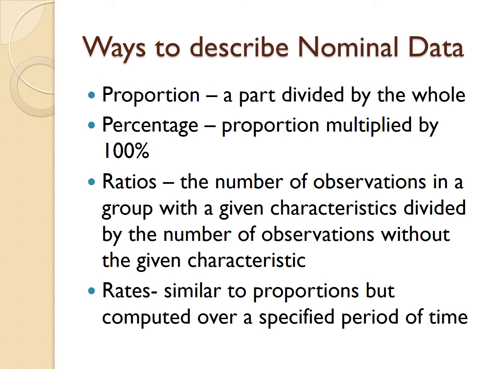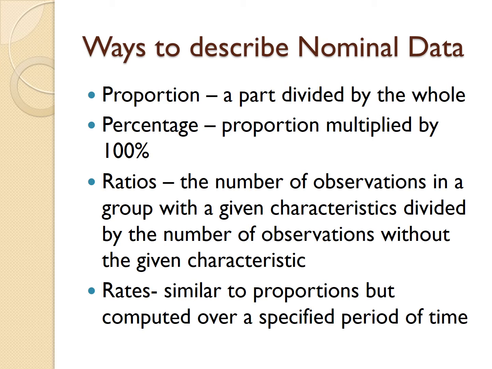There are different ways to describe nominal data. They're often described as proportions, percentages, ratios, or rates. Proportion is when a part is divided by a whole. A percentage is a proportion multiplied by 100%.